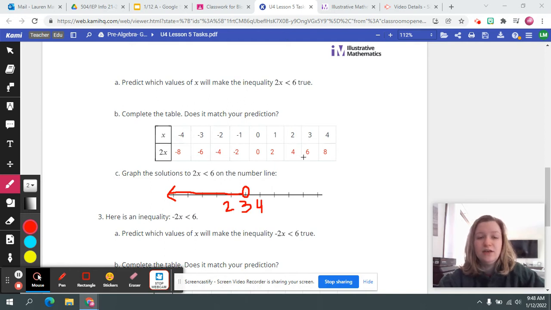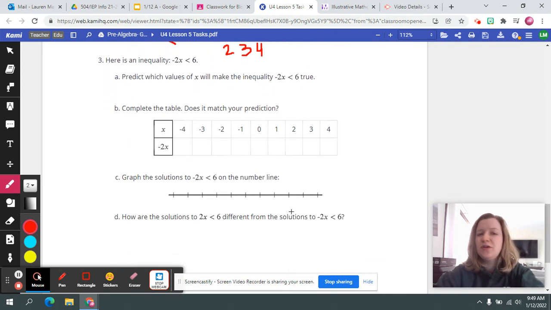So I can see when 2x is less than 6, well, that's everything past this point, right? So where x is 3 and less. So not when x is equal to 3, because then it's exactly 6, and it's not 2x is less than or equal to, it's 2x is less than. So I put an open circle on 3 and an arrow to the left.